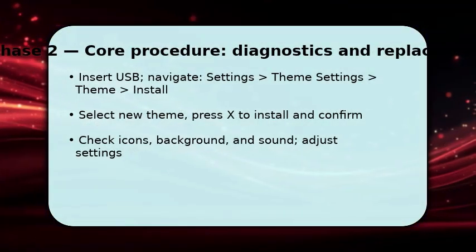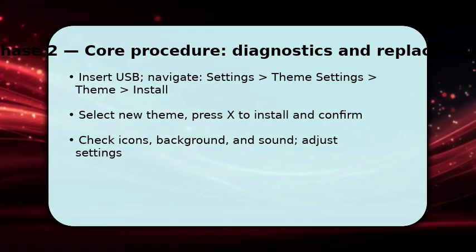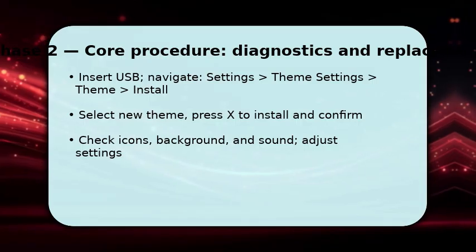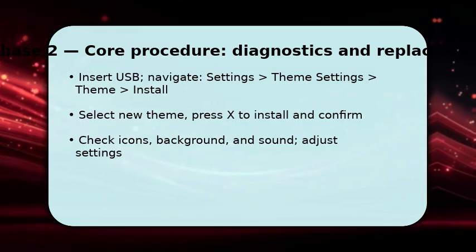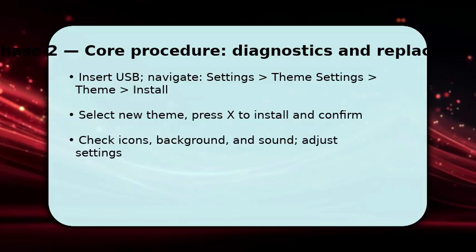You insert the USB into the PS3 and go straight to Settings, then Theme Settings. Once there, choose Theme, then Install. The PS3 scans the USB path for PTH files. Select your theme and press X to install, confirm when prompted.